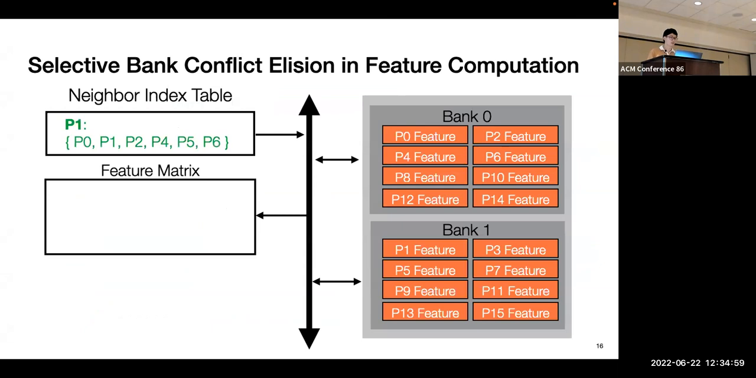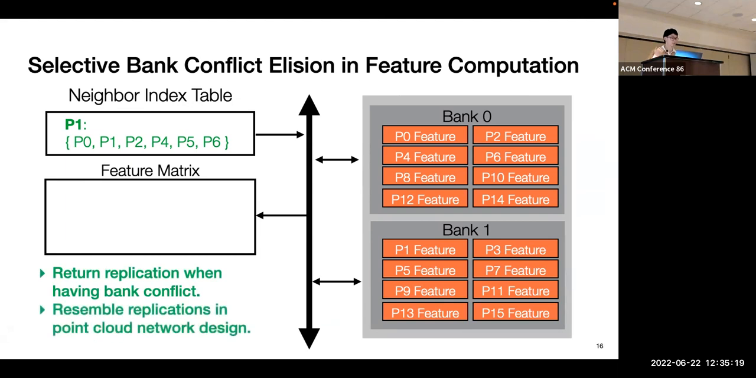In feature computation, we also have to deal with bank conflicts, but in this case, we cannot just randomly drop any conflicting features, because the network needs to enforce a certain feature dimension. So our solution is to return replicated features when we have bank conflicts. This resembles replication in point cloud network design.